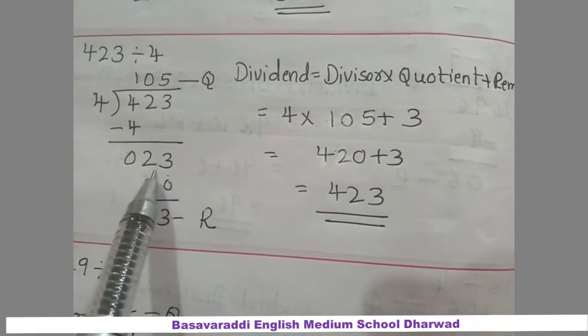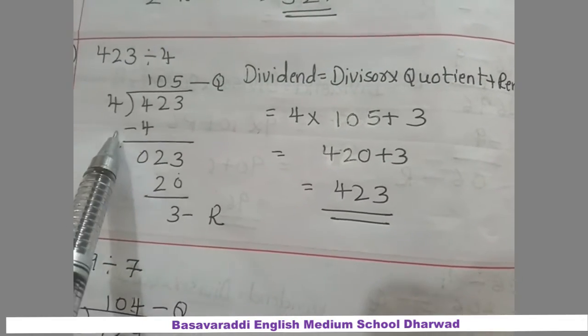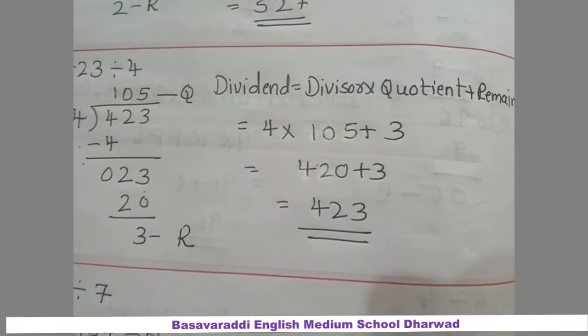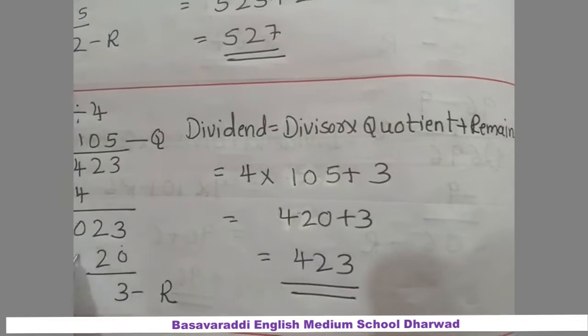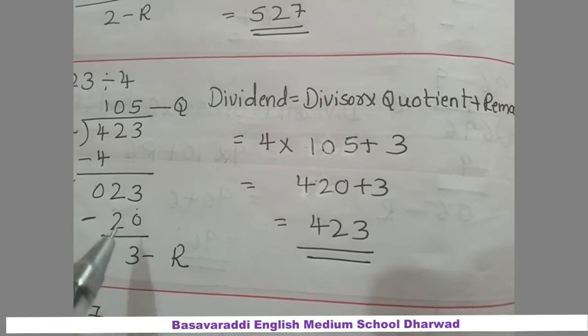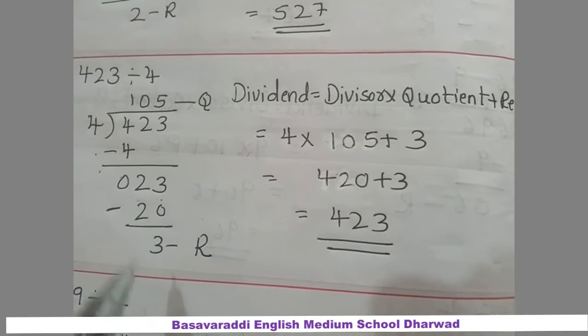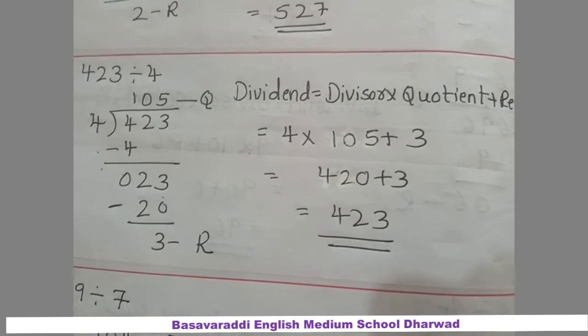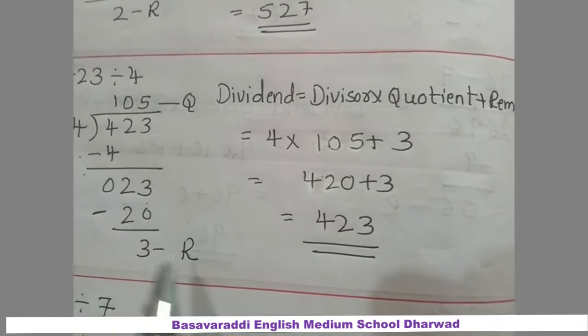So it is 23. We can divide this one. 4 5s are 20. So what do we have to do? We have to subtract this one. 3 minus 0 means 3. So 2 minus 2 is 0. So 3 is the remainder.